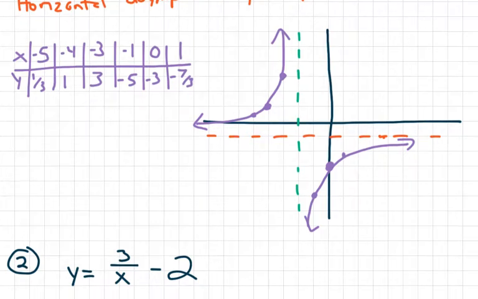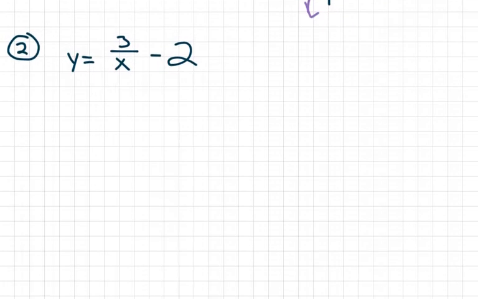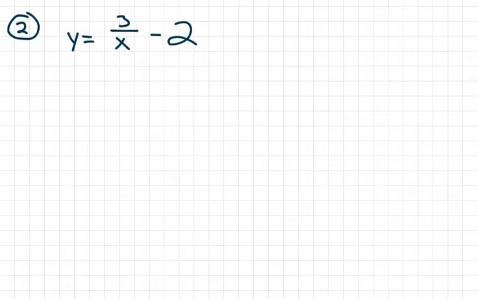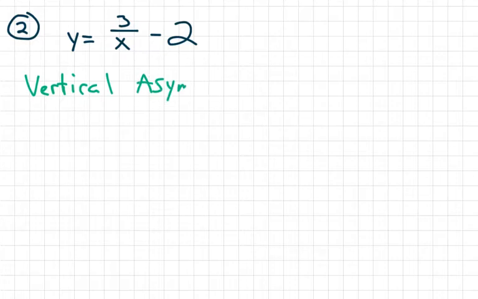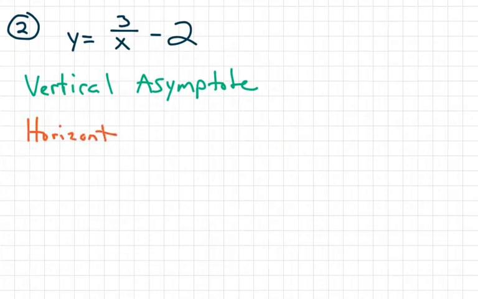Okay, so let's try another one here. Y equals 3/x minus 2. So let's figure out where our vertical and horizontal asymptotes are first. So we'll go vertical asymptote. Ooh, let's spell vertical right. Vertical asymptote. And horizontal asymptote.